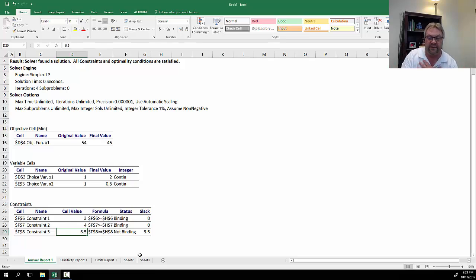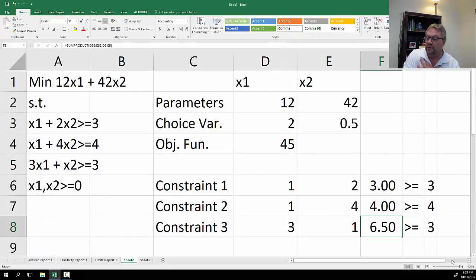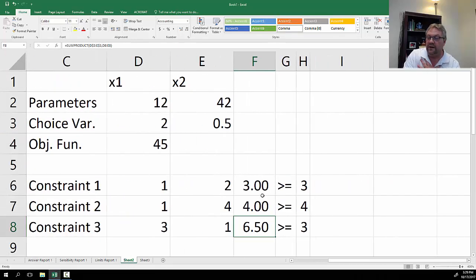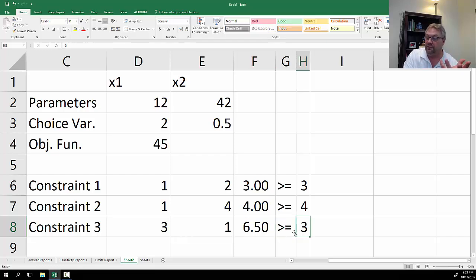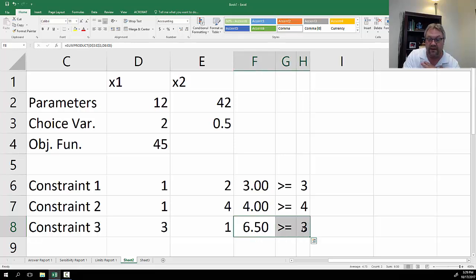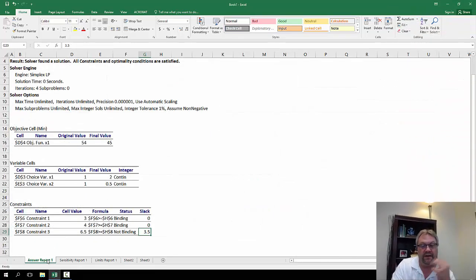So here are my cell values. The first 2 are binding. Constraint 1 and 2 are binding. They have no slack. Constraint 3 is non-binding. We have 3.5 units of slack. Well, sure do, right? 3 equals 3, binding. 4 equals 4, binding. 6.5 is 3.5 units greater than 3, ergo non-binding constraint. Okay, so there you have it.